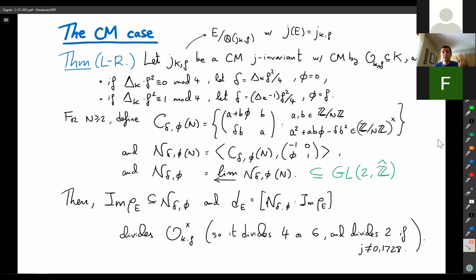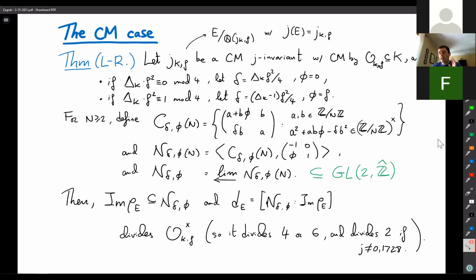Those orders have very few units. So if j is 0 or 1728, those units may be 4 or 6. Otherwise, if j is not 0 or 1728, the units are just plus or minus 1, so the order divides 2. So in general, the image is sort of determined, and in fact, in my paper, I did exactly determine what the actual image is, what subgroup of order 2 is in there, and so on.